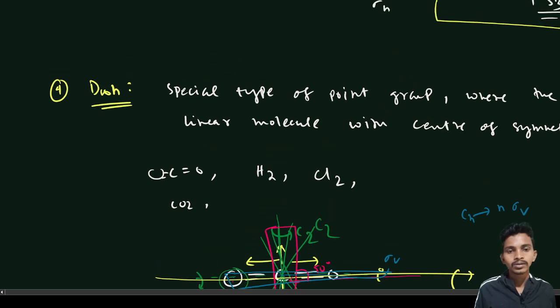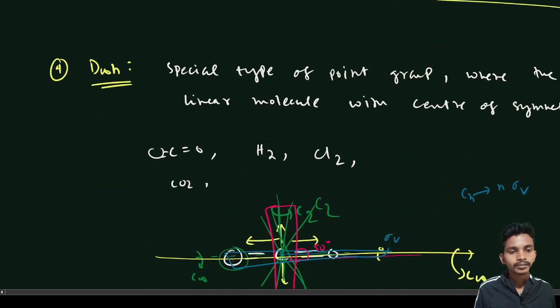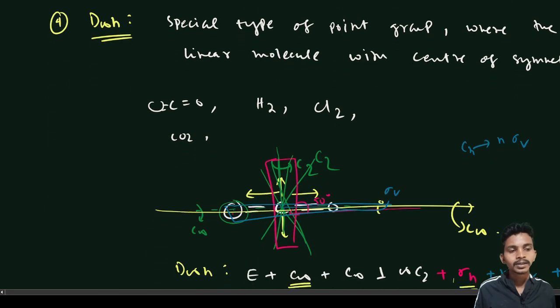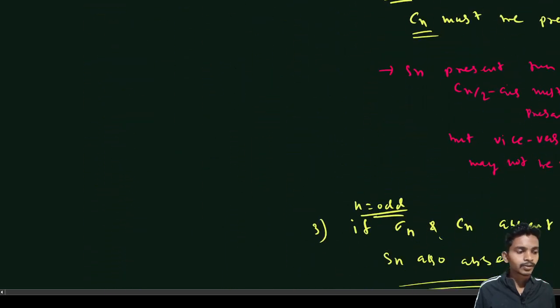So this is all about the dihedral groups, that is, groups having more than one rotational axis. So this is about these point groups.